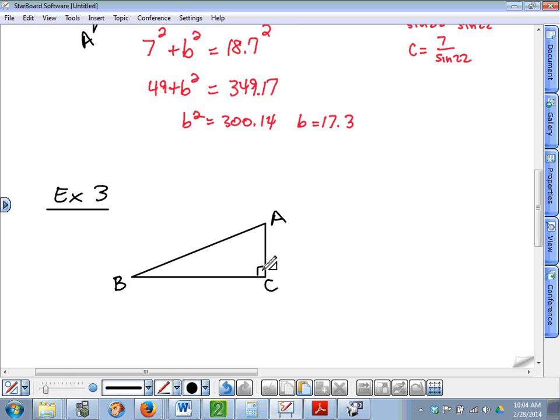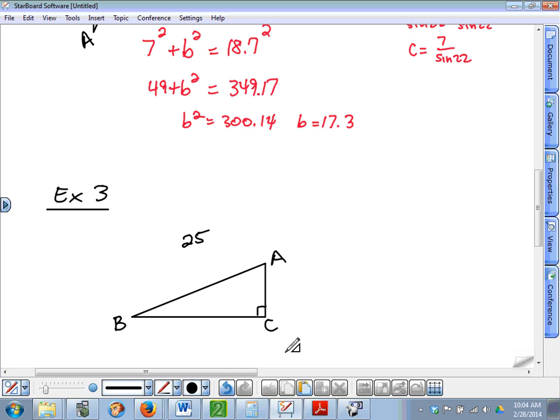Here, all I'm going to tell you is that C is a right angle. That's it. I'm not going to tell you the other two angles, but I am going to tell you that the hypotenuse is 25 and this side is 7. So we have more angles to solve for.